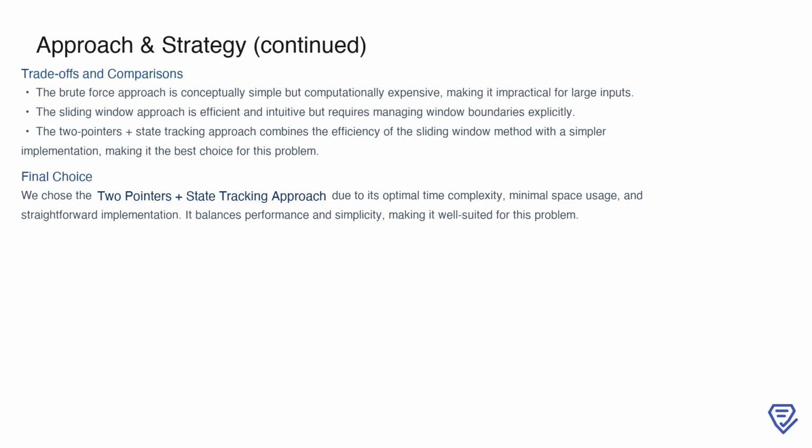The sliding window approach is efficient and intuitive, but it requires careful management of window boundaries, which can add some implementation complexity. The two-pointers plus state tracking approach, on the other hand, combines the efficiency of the sliding window method with a simpler implementation. By directly tracking turbulent states with counters, it avoids the overhead of managing explicit windows and performs optimally in both time and space. For these reasons, we selected the two-pointers plus state tracking approach as our final choice. It balances performance and simplicity, making it the most effective solution to this problem.